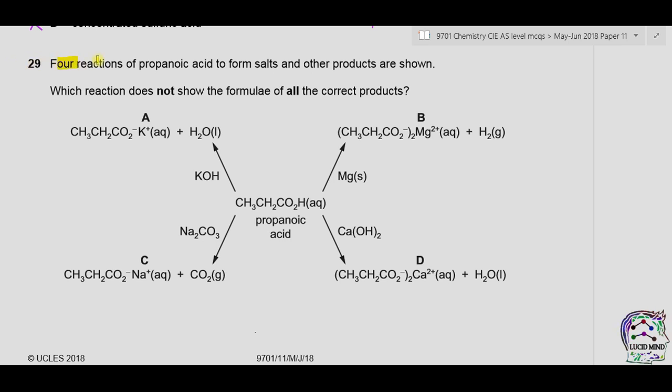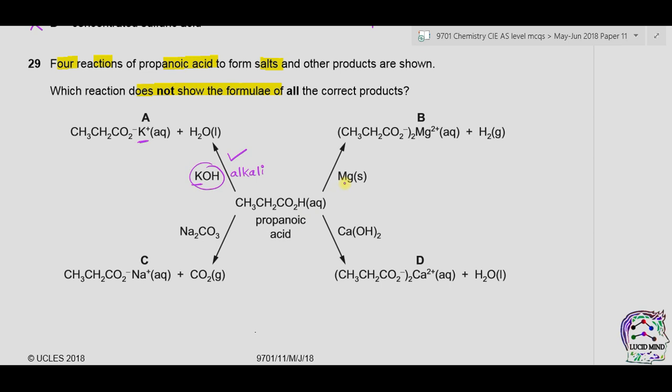Question 29. Four reactions of propanoic acid to form salts and other products are shown. Which reaction does not show the formula of all the correct products? In the center we have propanoic acid. The first reaction is with potassium hydroxide, which is an alkali. So we know that acid and alkali form salt. As it is potassium hydroxide, the salt will be potassium propanoate along with water. So this reaction is correct.